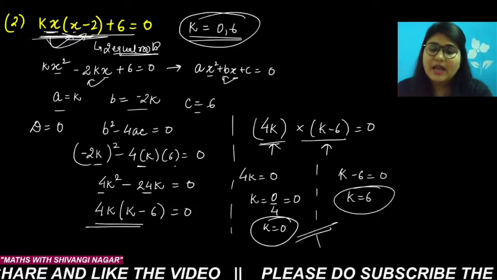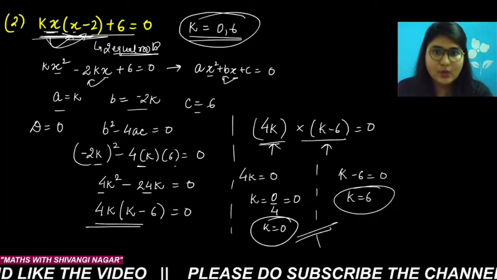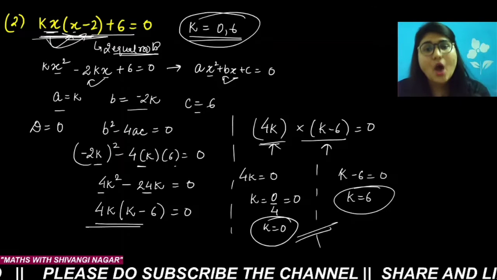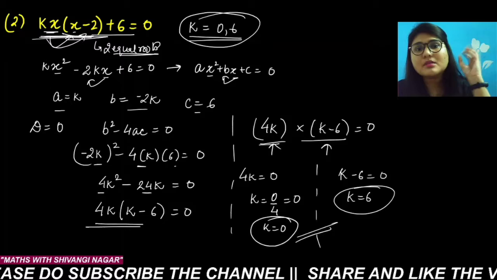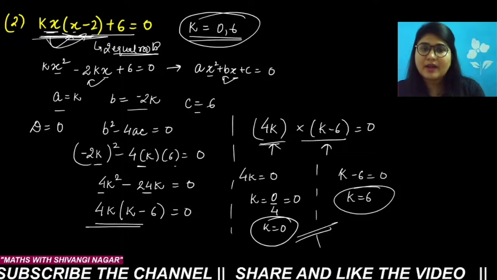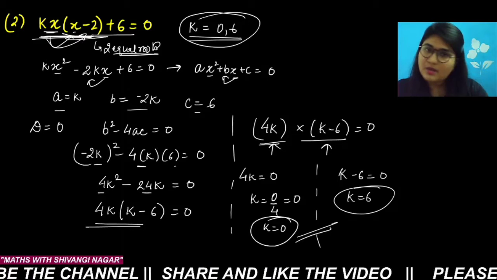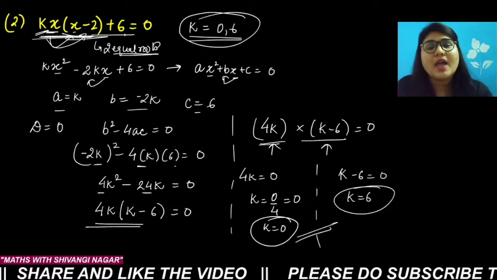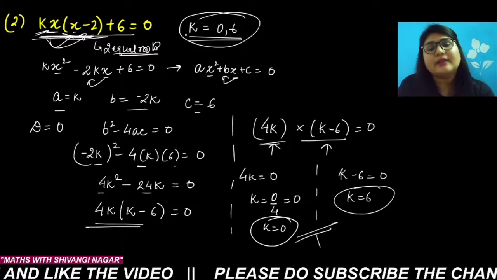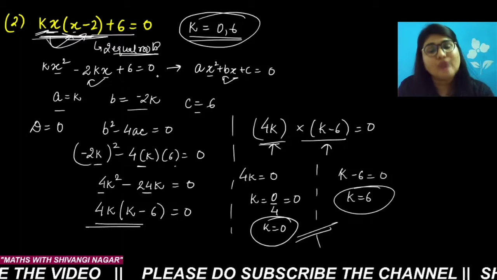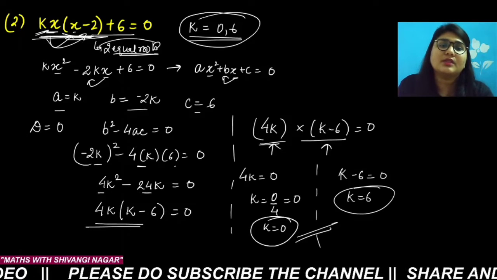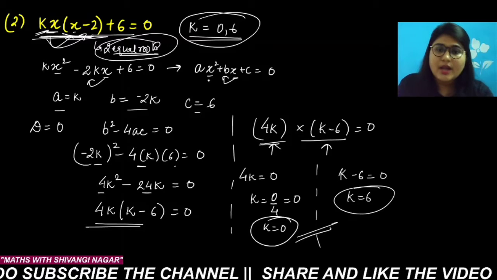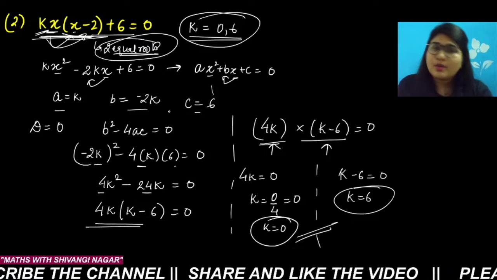So this is how questions are asked on the nature of the roots. Either they will give you the equation and ask about the nature of the roots, or some constant part is given in the question in this way, in terms of k, and they will ask you for which value of k the given equation gives two equal roots or distinct roots and so on. Clear? So this is all about this video.